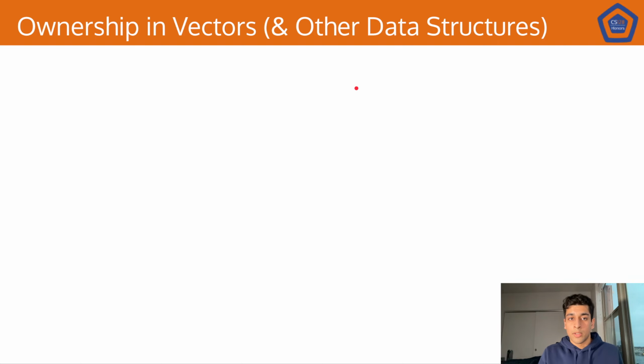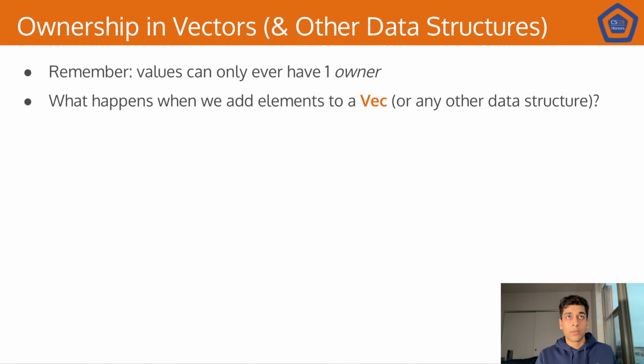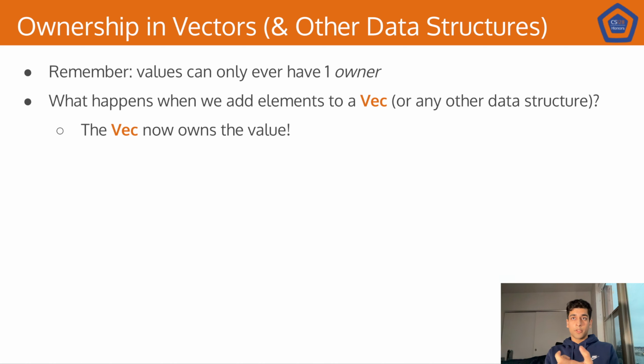So now we're going to briefly touch on ownership in vectors, and this will also apply to other data structures like hash maps. I believe you'll also be using hash sets in MP2 and then hash maps in MP3. So the ideas for vectors also apply to those data structures. Okay, remember, values can only ever have one owner. So what happens when you add an element to a vector, or any other data structure for that matter? The data structure owns that value. So you can't move ownership out of that data structure unless you remove the data from your structure.